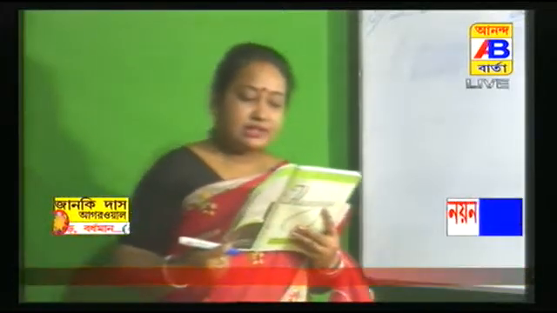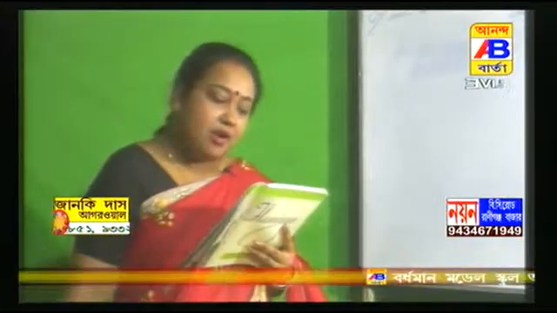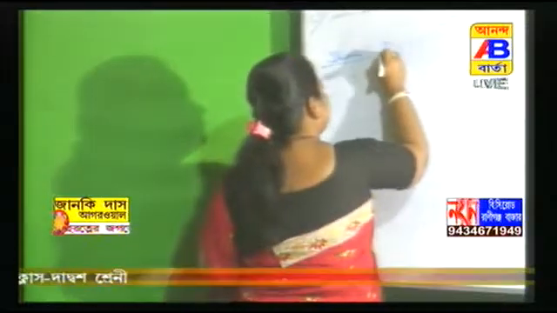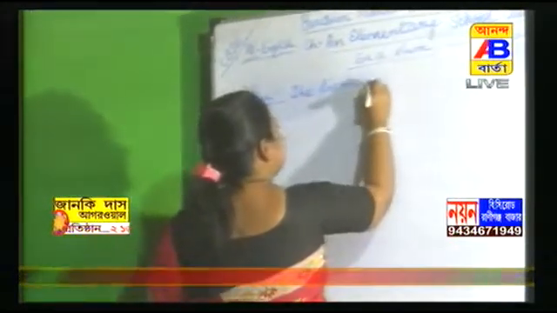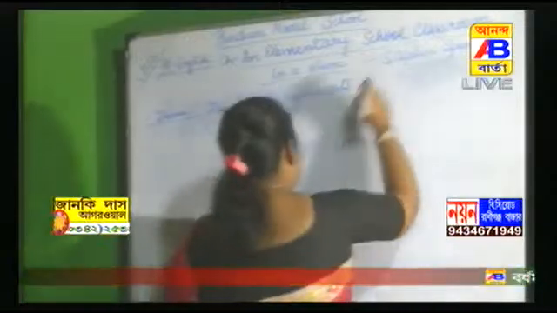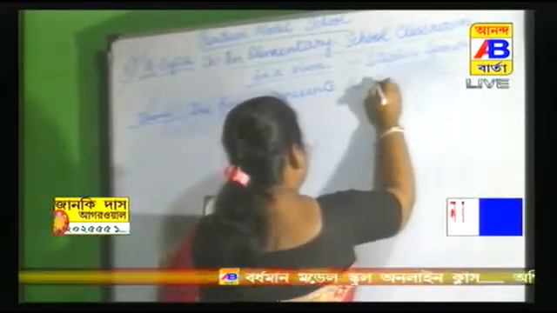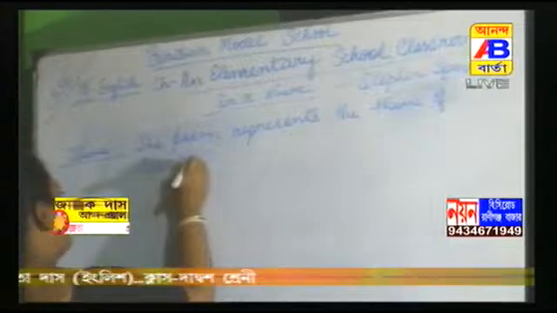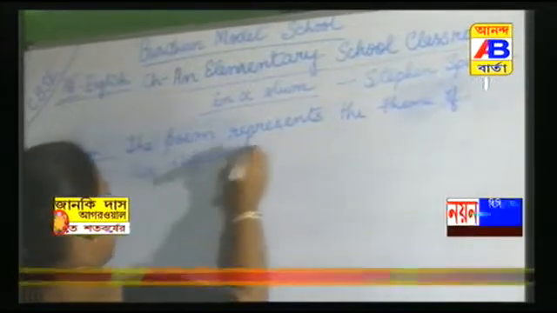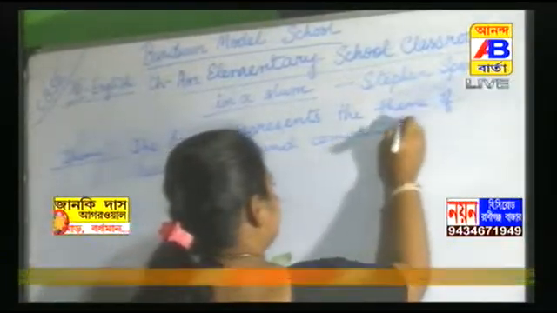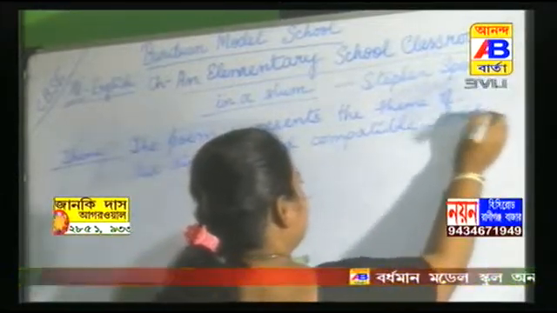So now I will give you the theme of the poem. The poet represents the theme of two different and compatible worlds. So, theme of the poem. What is the theme? The poem represents the theme of two different and compatible worlds. What are the two different compatible worlds?